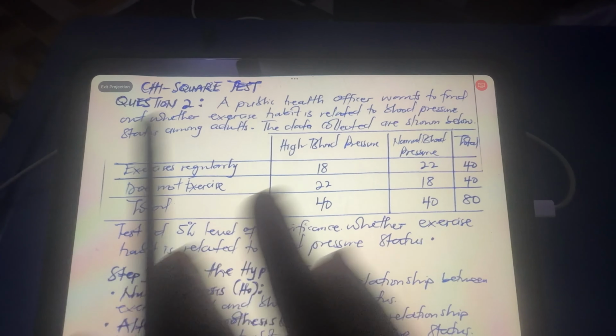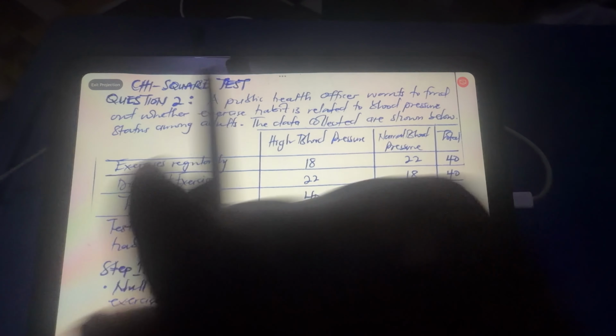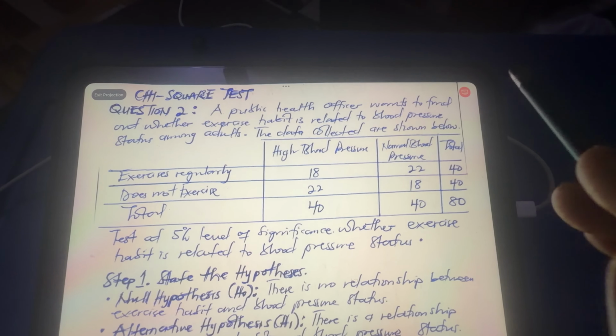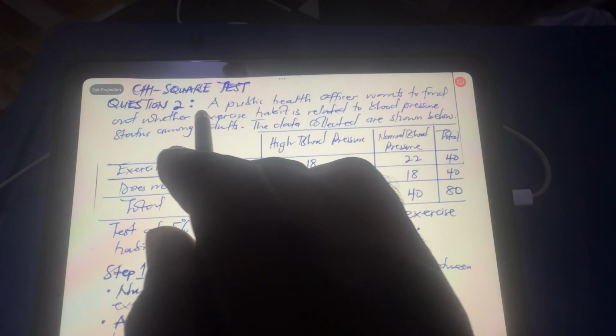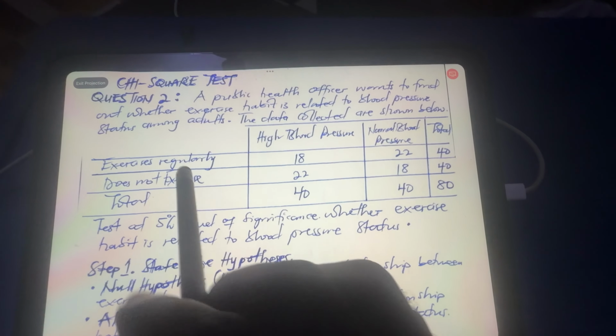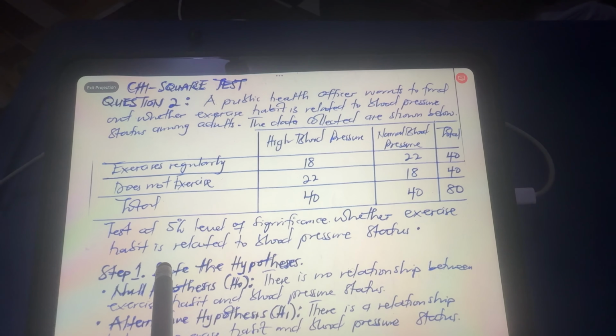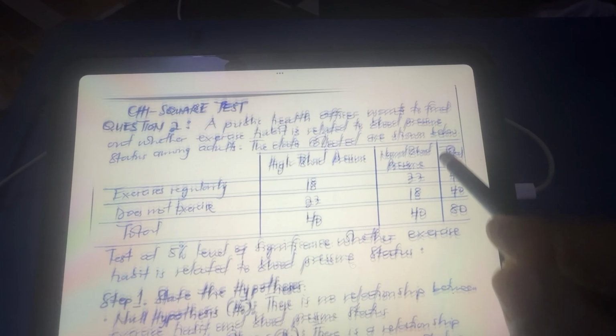Now remember, this type of table in chi-square testing, we call it a 2 by 2 table. Now, why is it a 2 by 2 table? Here, don't count this. 2 by 2 means 2 rows and 2 columns. Now, the 2 rows, this is not part of the columns. This is also not counted as part of the rows. This is also not counted.